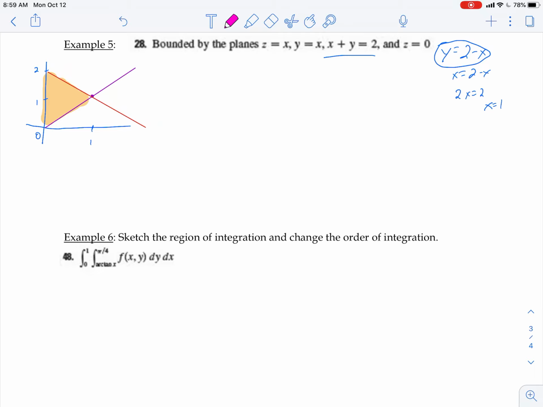Alright, now let's go ahead and find the volume. So the volume is going to be given by, again, I can choose, and since I have both my equations in terms of y, I want to make my x go from 0 to 1, and that means, again, this is y equals 2 minus x, and this is just y equals x, so top bottom, so 2 minus x, and y equals x. I'm going to go ahead and put in my function, which is just x dy dx.